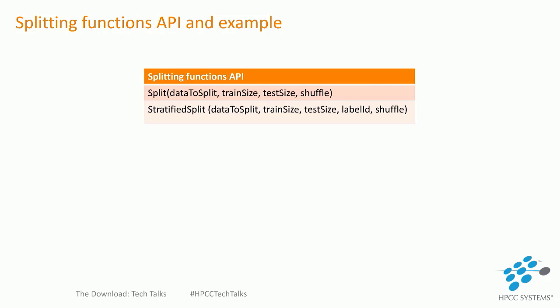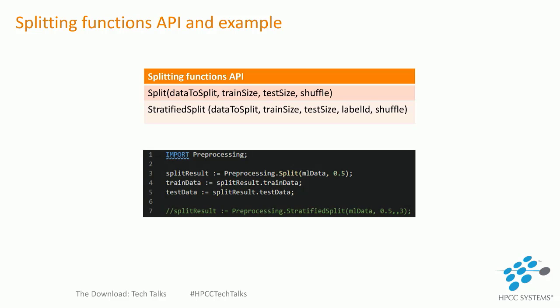Okay. So you have a little example of using the split function. You pass in the data and then the size, in this case, half, 0.5, and you can get the training data and then the test data.